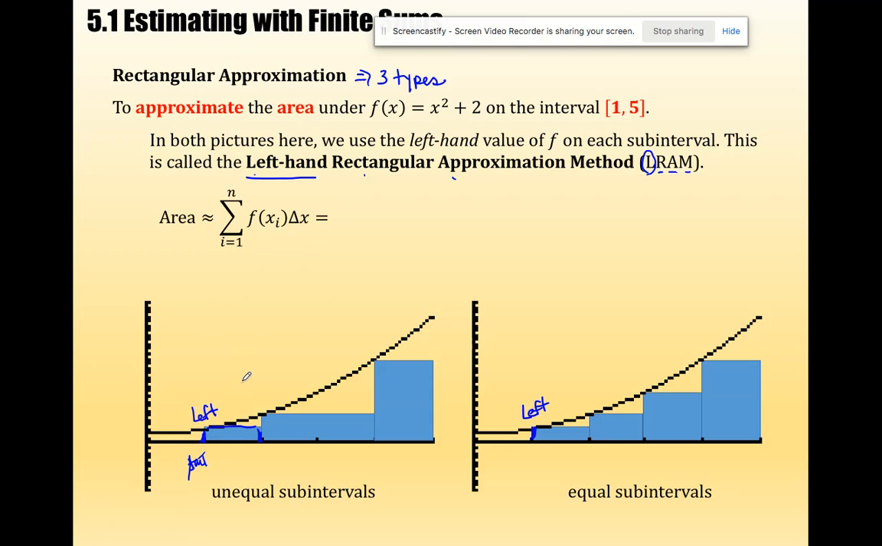Here's a fancy way of writing it, and you do need to recognize this fancy way. Area is approximately height times width, multiplied together and added up together, starting with your first rectangle and ending with how many rectangles you have. Number of rectangles, that's what that says.